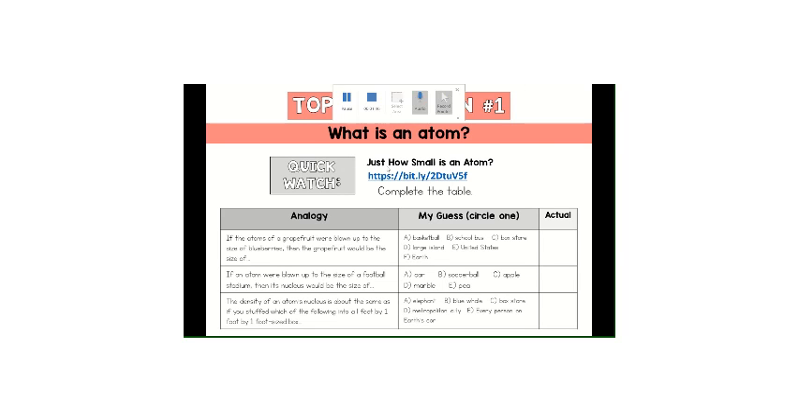So I will link this in the resources. I can't remember if I've had you watch it before, but it's basically just how small is an atom, and it's a really great look into giving you a sense of just how tiny it is. And then there's a spot on your notes for you to answer these couple questions, where they compare an atom to a blueberry, an atom to a grapefruit, and then they even look at the nucleus itself as well.